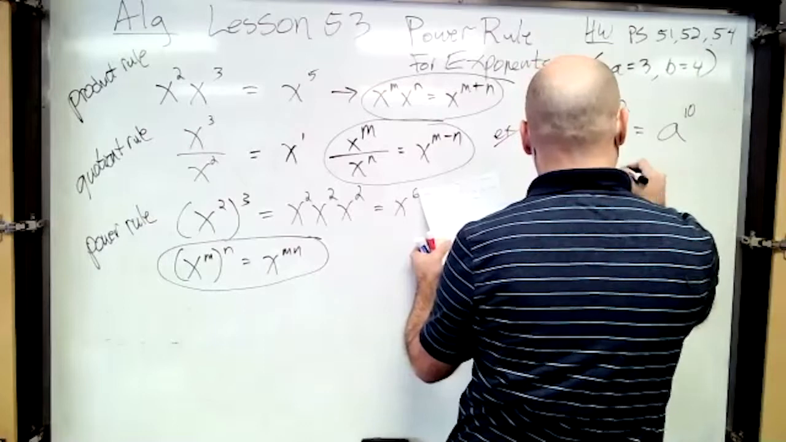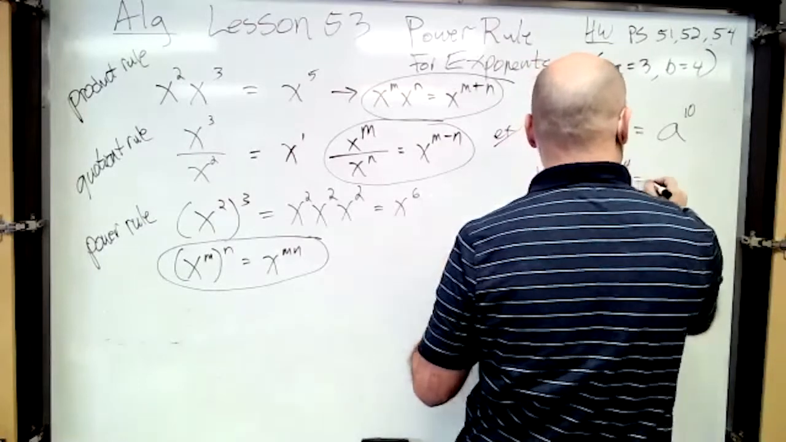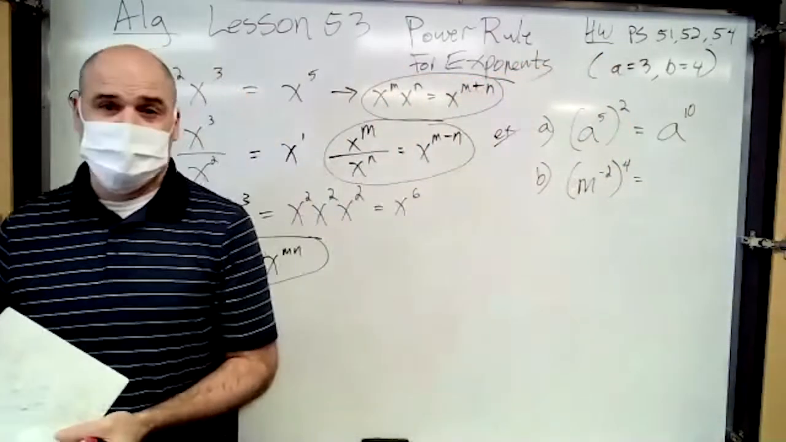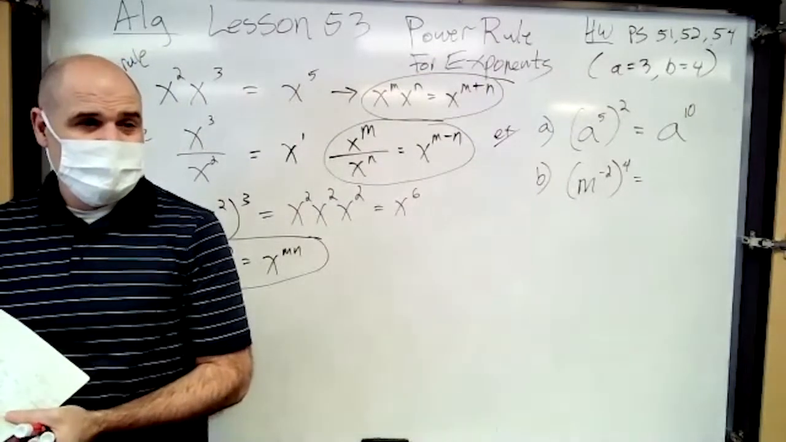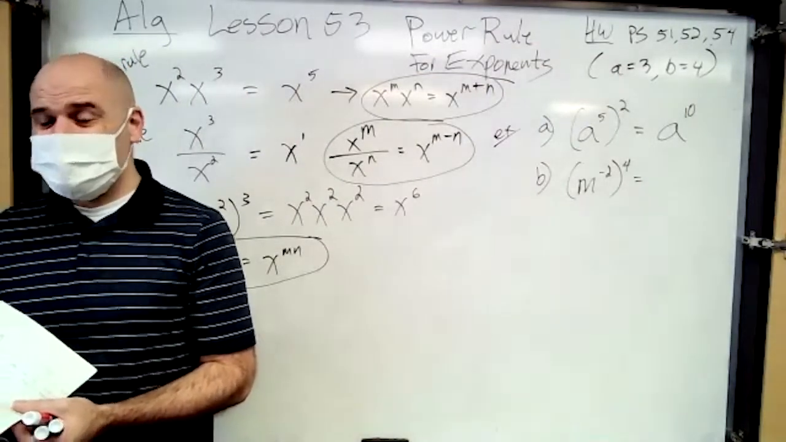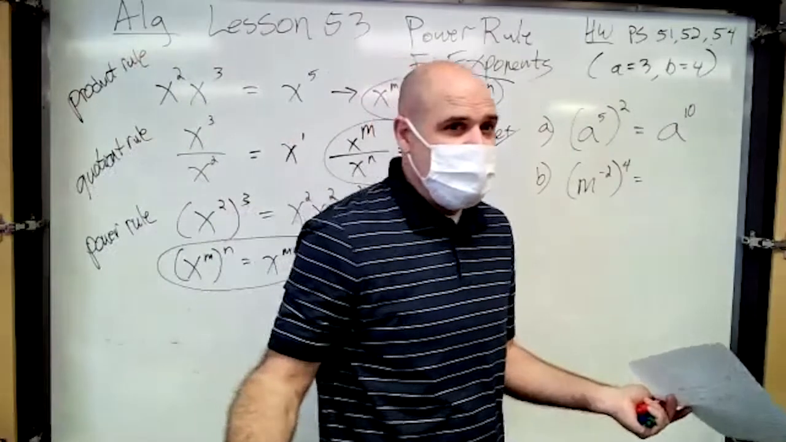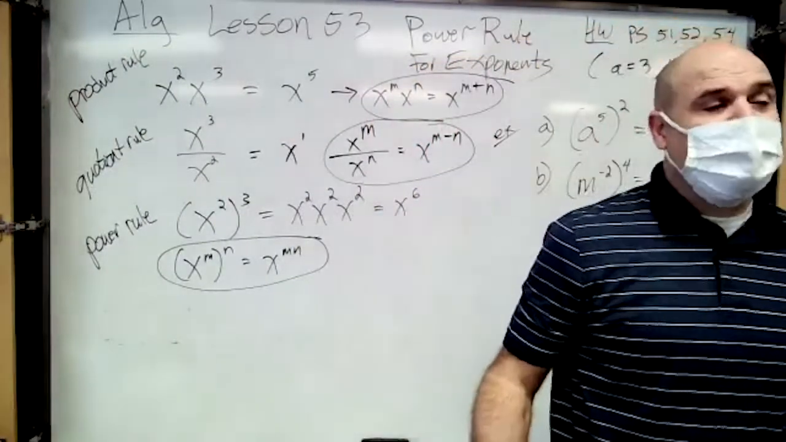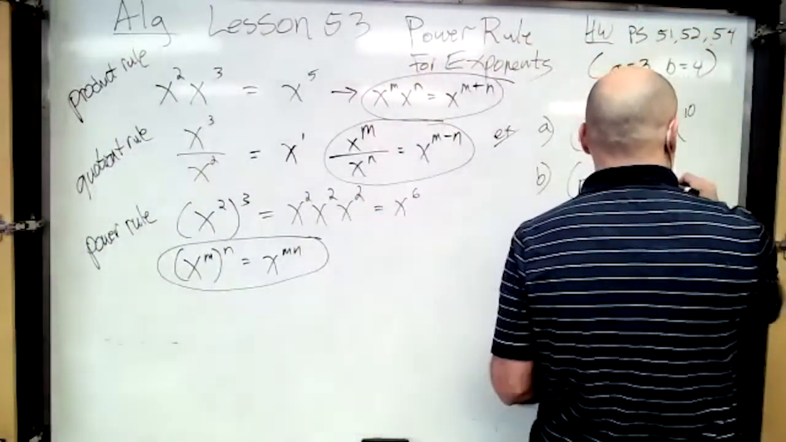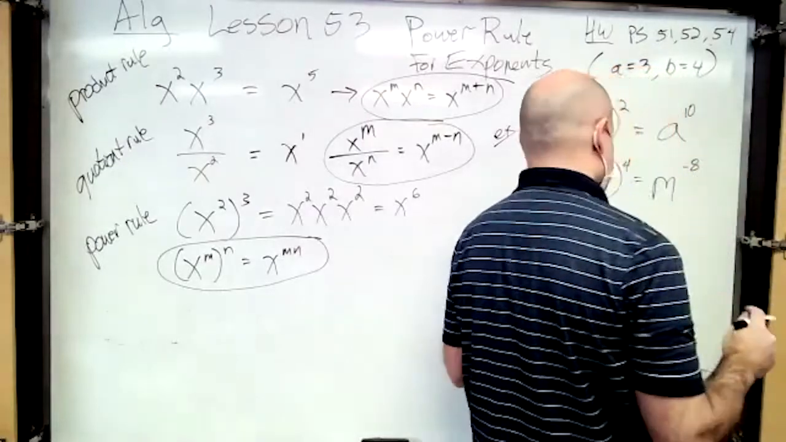M to the -2 to the 4th. What's this? Nathan? M to the -8. There's no exceptions. You can multiply negative numbers too. So this is M to the -8.